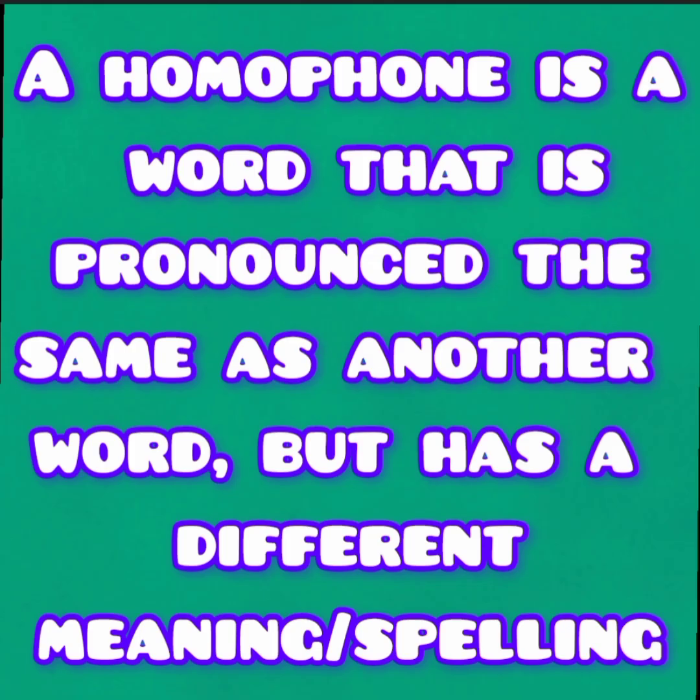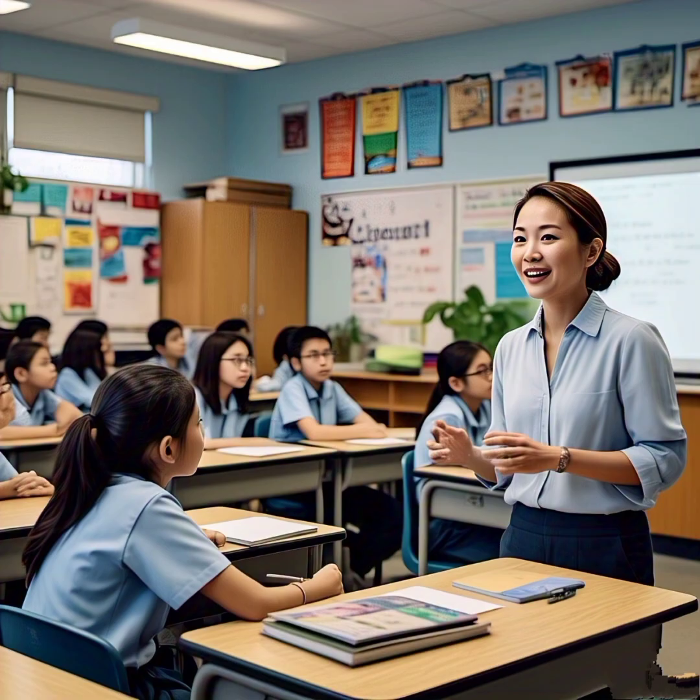So homophones are words that are pronounced the same way, but they have different meanings and different spellings. Homophones are words that sound the same, but they are spelled differently and they mean different things. In this class, we would have exercises on homophones. You're going to be picking the right homophone for each sentence.